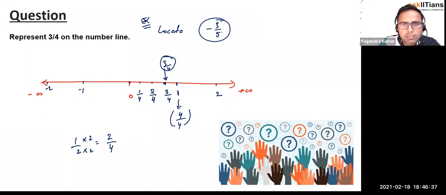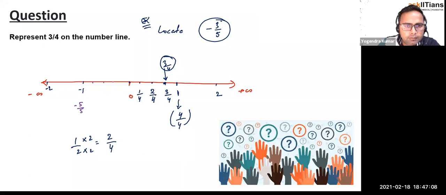Now this 3 by 5, can I say that this minus 1 is minus 5 by 5, right? I can say that. Minus 5 by 5. So can I make here 5 equal parts? Okay, 5 equal parts I want to make here. So 1 will be exactly in the middle, and 2 here. Okay, how many parts? 5 parts.